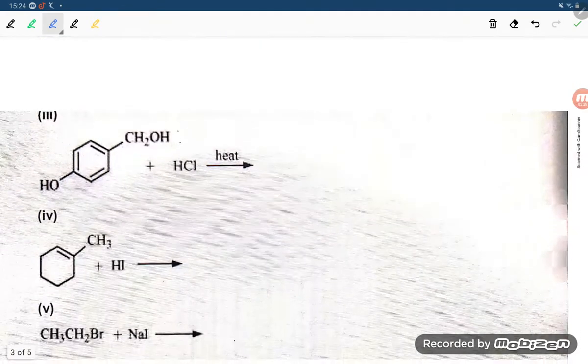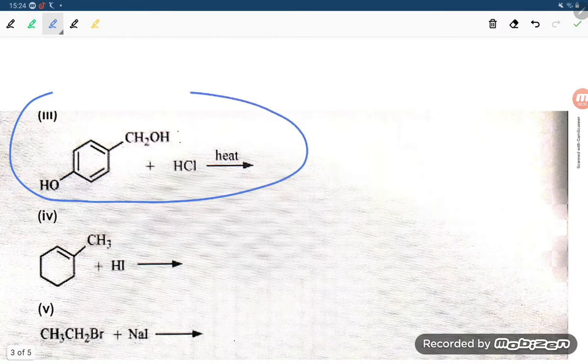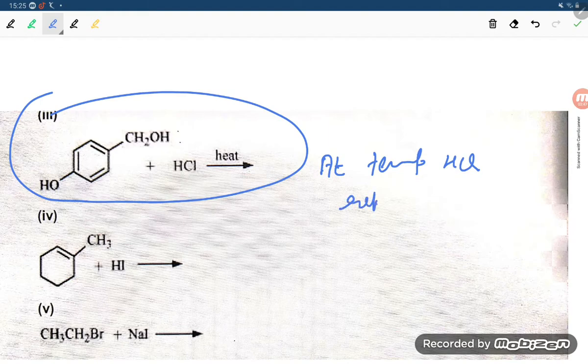Next question, student, problem number 3. HCl and heat. What does HCl at high temperature do? It replaces the OH group by Cl minus.